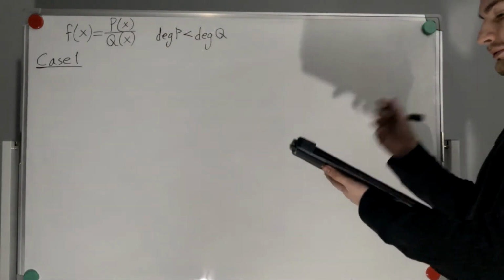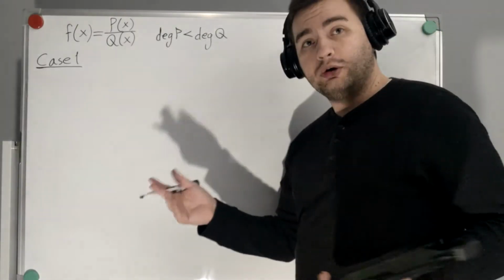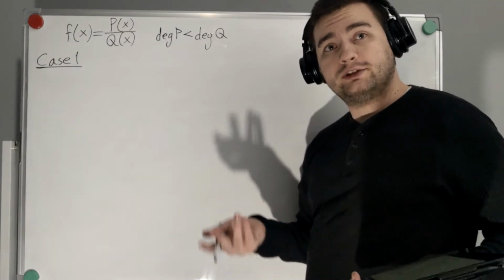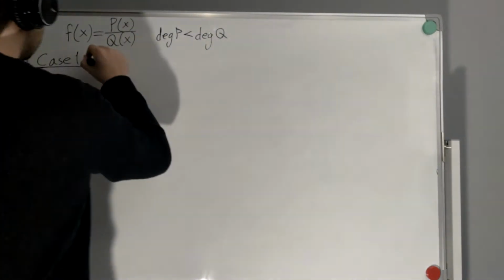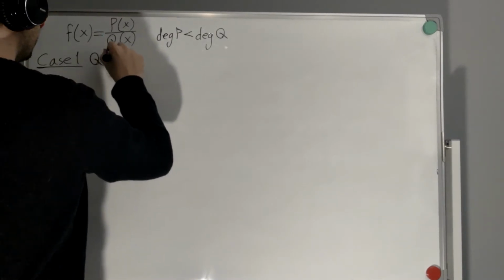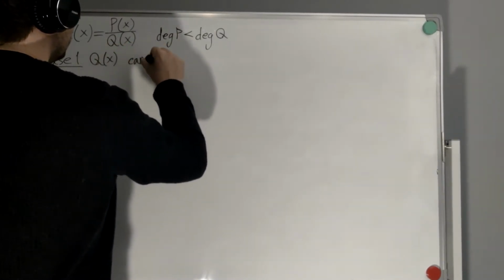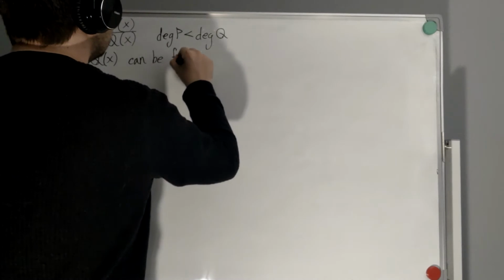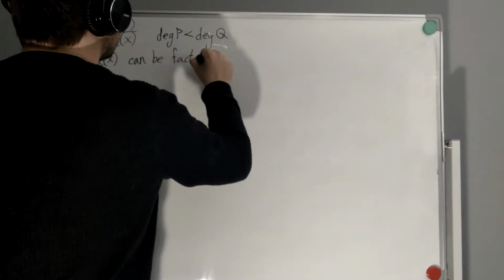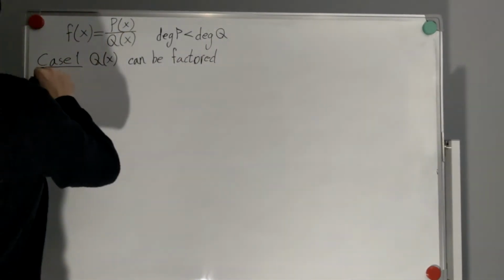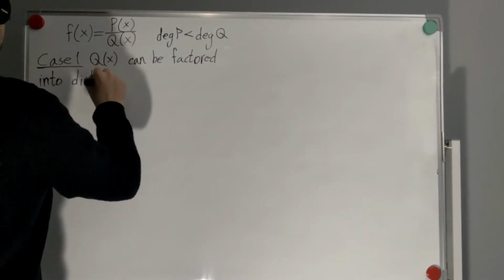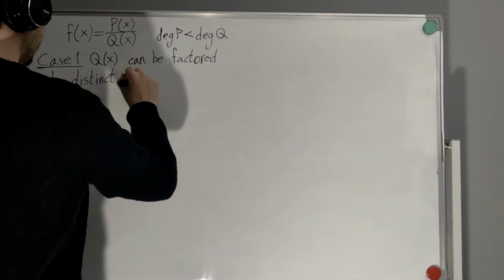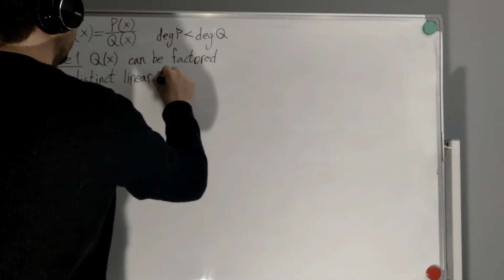So, case 1. The denominator q of x is a product of distinct linear factors. So q of x can be factored into distinct linear polynomials.